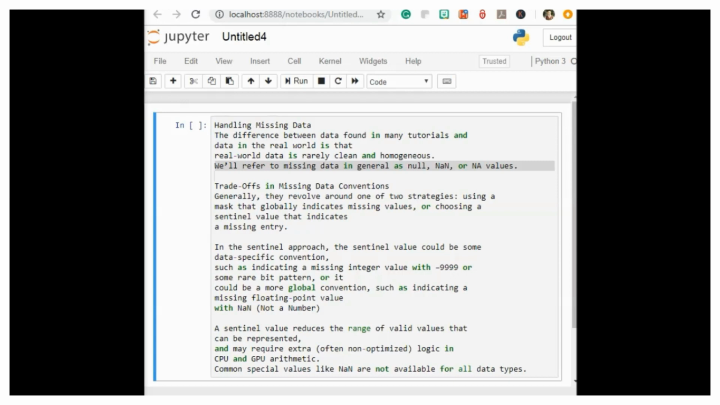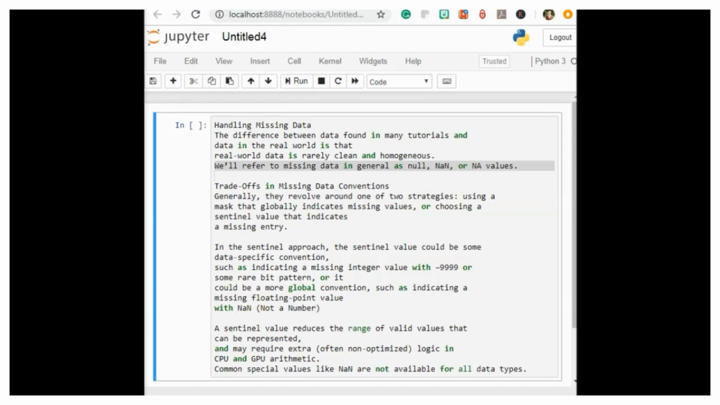In the sentinel approach, the sentinel value could be some data-specific convention, such as indicating a missing integer value with negative 9999, or some rare bit pattern. Or it could be a more global convention, such as indicating a missing floating point value with NaN, or not a number, a special value which is part of the IEEE floating point specification.